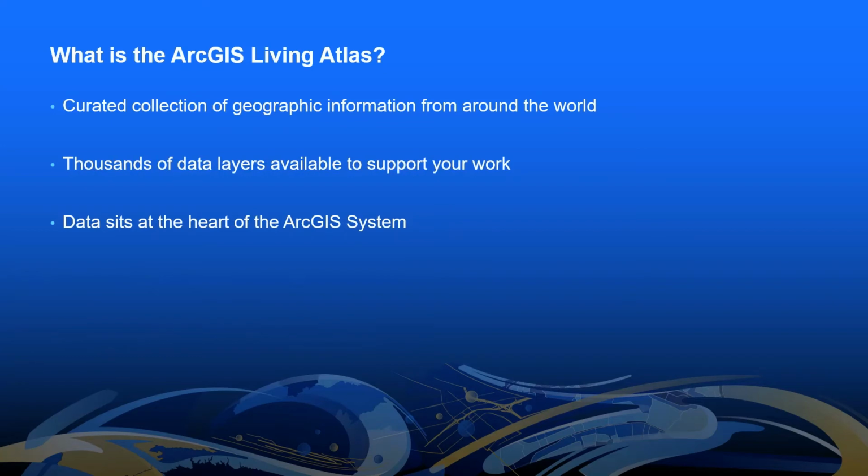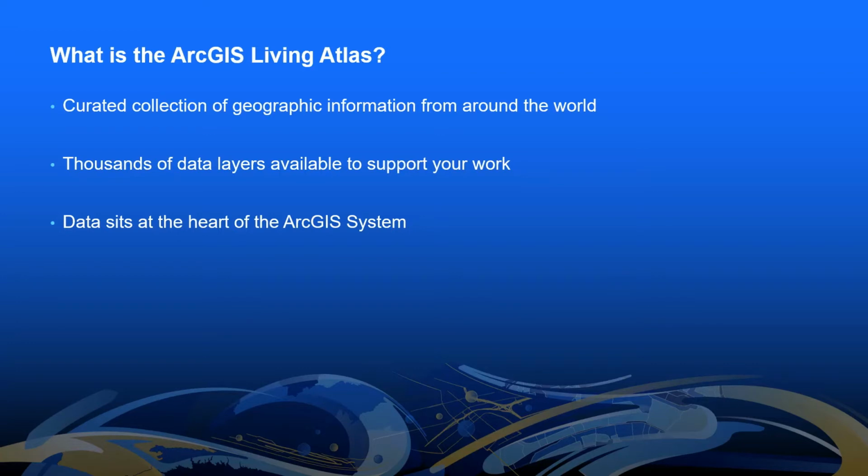So what is the ArcGIS Living Atlas? The Living Atlas is a collection of geographic information from around the world that has been curated by Esri. What this means is that a member of Esri staff has checked that the content is authoritative. The Living Atlas contains thousands of data layers that are readily available to support your work. Not only does it contain data from all over the world, but here in the UK we're really lucky to have data contributions from some of the UK's most recognisable organisations.